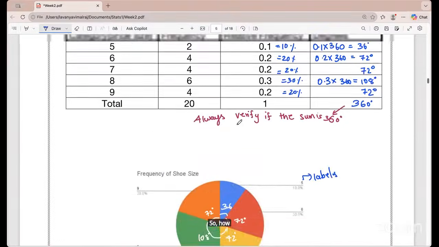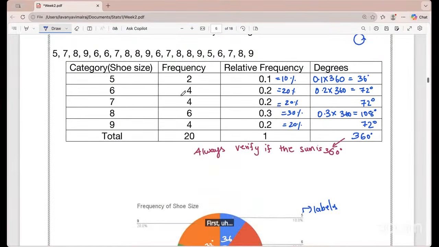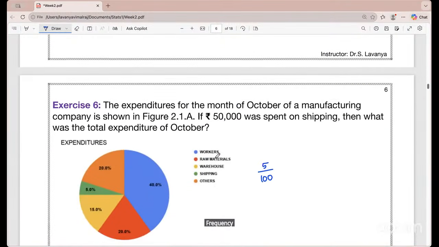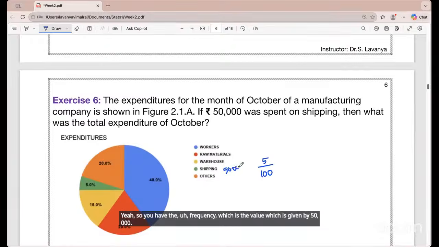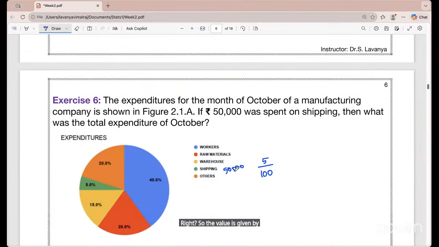So how do you obtain the relative frequency? Frequency by total equals relative frequency. So you have the frequency, which is the value given by 50,000, divided by the total. This is your 5 by 100.